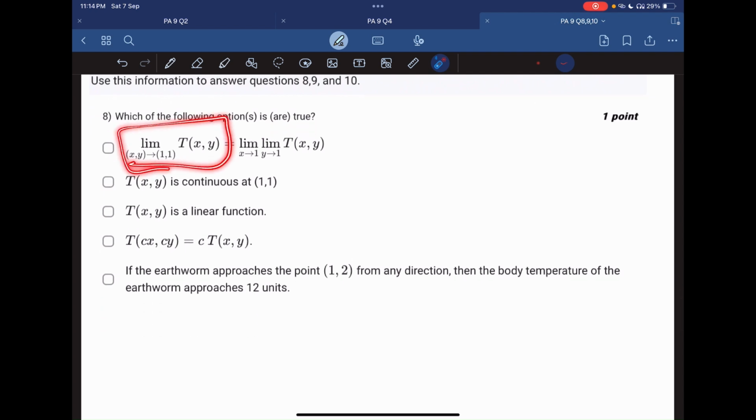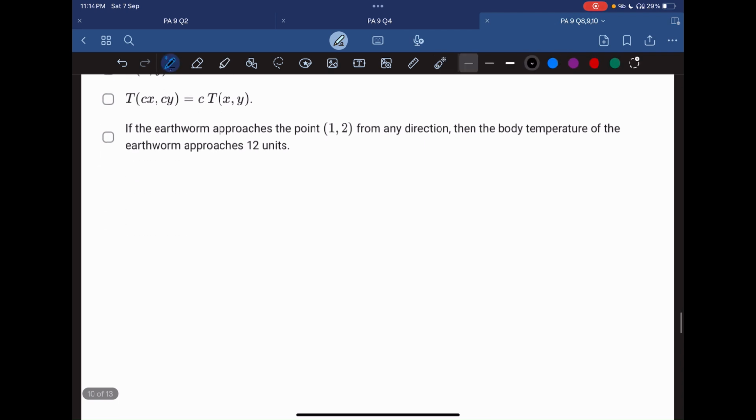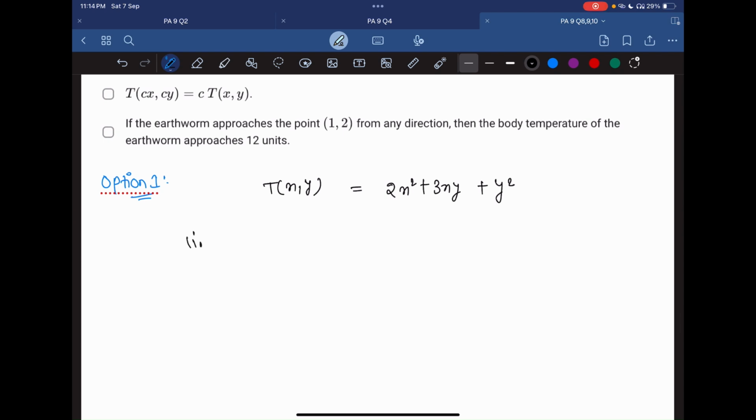First option: the limit of (x, y) tending to (1, 1) of the function T(x, y) is the same as the limit of x tending to 1, limit of y tending to 1 of the function T(x, y). So, option 1, we have our function T(x, y) is 2x² + 3xy + y². Now the limit of the function as (x, y) tends to (1, 1) of T(x, y) is simply just putting the value here. And which would give us 6.